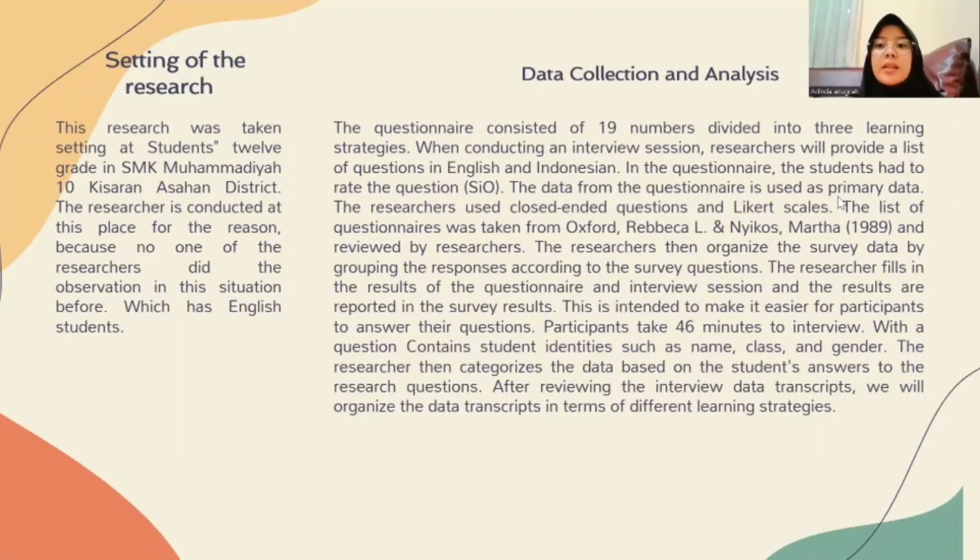The researchers then organized the survey data by grouping the responses according to the survey questions. The researchers fill in the results of the questionnaire and interview sessions, and the results are reported in the survey result. This is intended to make it easier for participants to answer the questions. Participants take 46 minutes to interview, where a question contains student identities such as name, class, and gender. The researchers then categorize the data based on the students' answers to the research questions. After reviewing the interview data transcript, we will organize the data transcript in terms of different learning strategies.